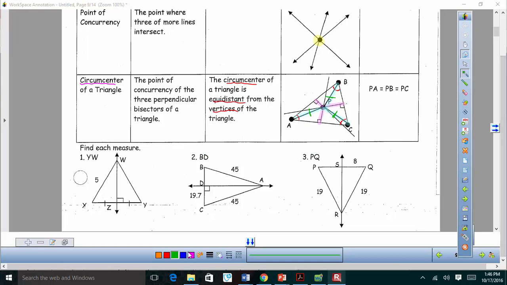So looking at number 1, it shows me that these two sides are congruent, and this is a 90-degree angle, so that means this is a 90-degree angle. Okay? And it also implies that if this is a perpendicular bisector, which it is, what does that mean about the length from X to W and Y to W? They're equal. Okay? So what is the distance from Y to W? 5.